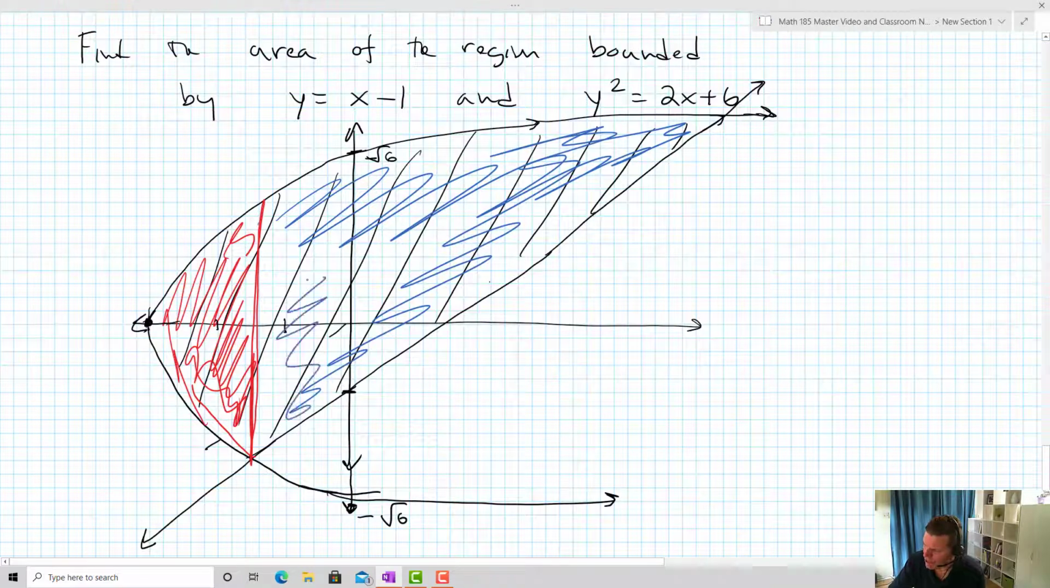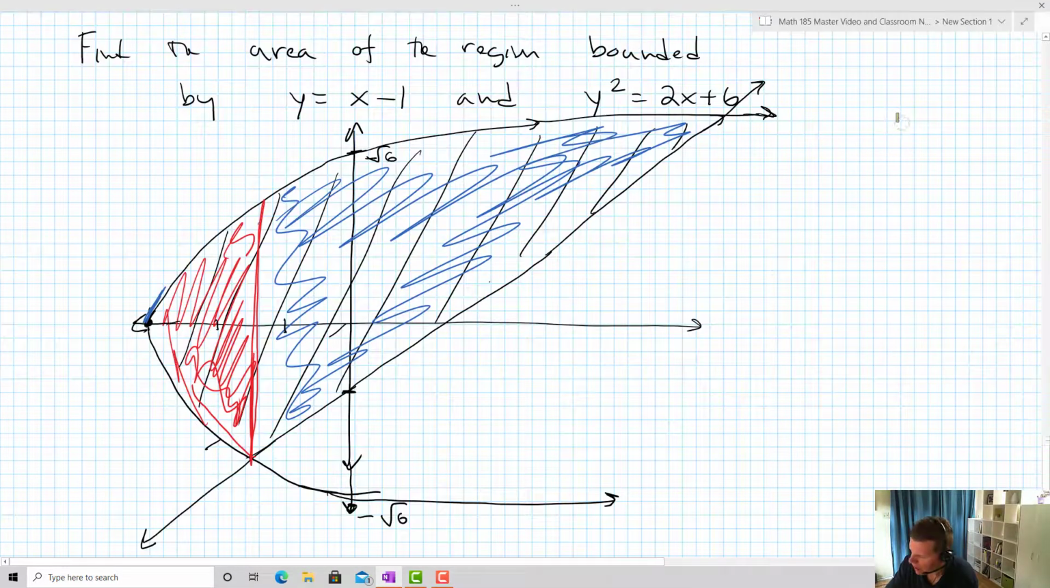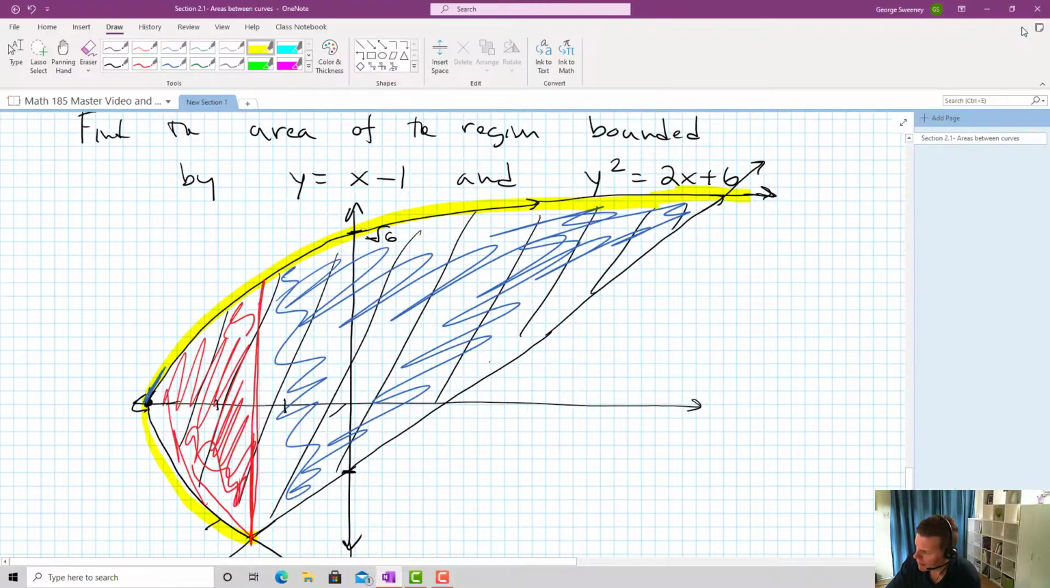The reason we have two regions is because we've got different bottom curves. Our top curve is this curve right here. Let me get a highlighter out and show you. Here's our top curve, right there. And then for the red region, there's the bottom curve. But for the blue region, the bottom curve is y equals x minus 1.